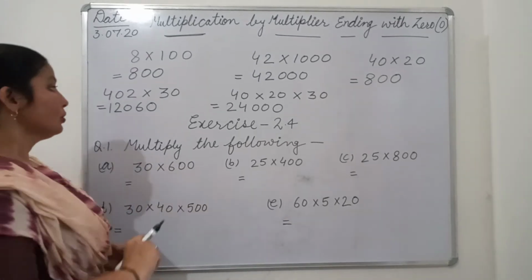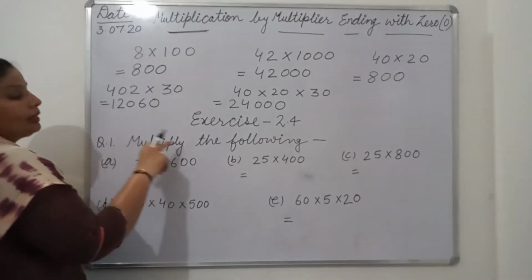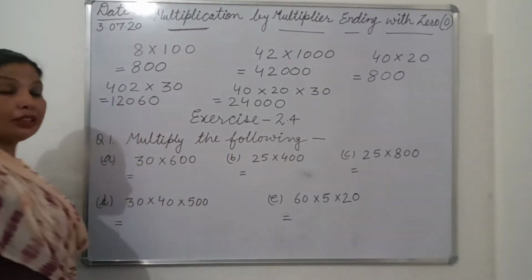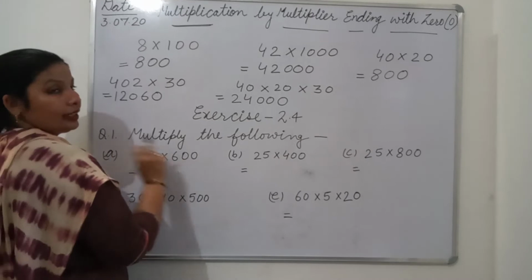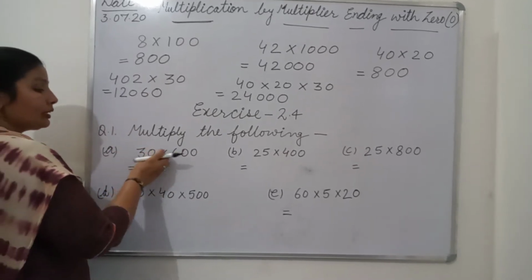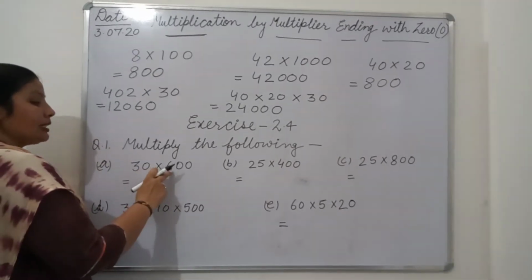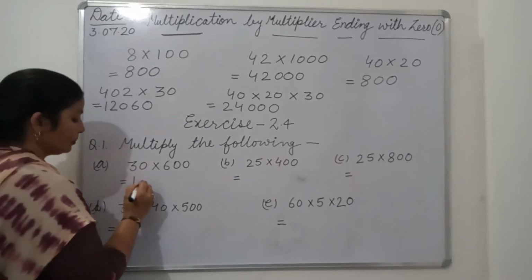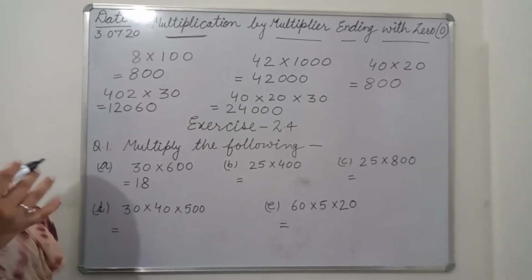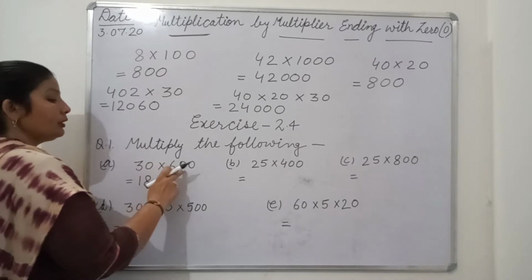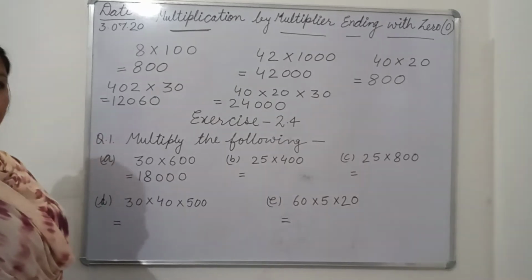Okay. So now we will start our Exercise 2.4. Question 1 is there. Multiply the following. Here we will multiply all of these. Now part A. 30 multiplied by 600. So first of all we will leave these zeros and multiply the non-zero digits. So 3 multiplied by 6. 3 6s are 18. Now we should count the zeros. As many zeros as there are, that many zeros we will use. So we see 1, 2, 3. So 3 zeros we will use here. So our answer is 18,000.